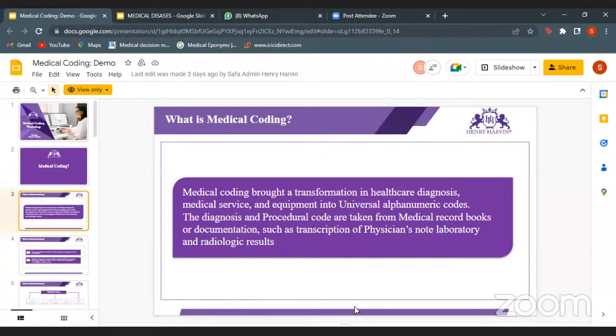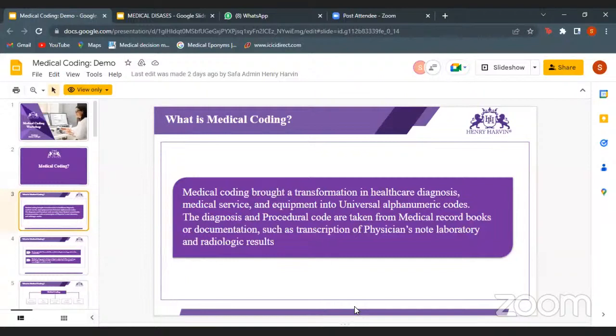into universal alphanumeric. Alphanumeric because some of these numbers are not only numbers, they use the alphabet also. So some of the codes we write, A41.9, that's the code for one particular kind of diagnosis. So that's why we use the term alphanumeric codes.